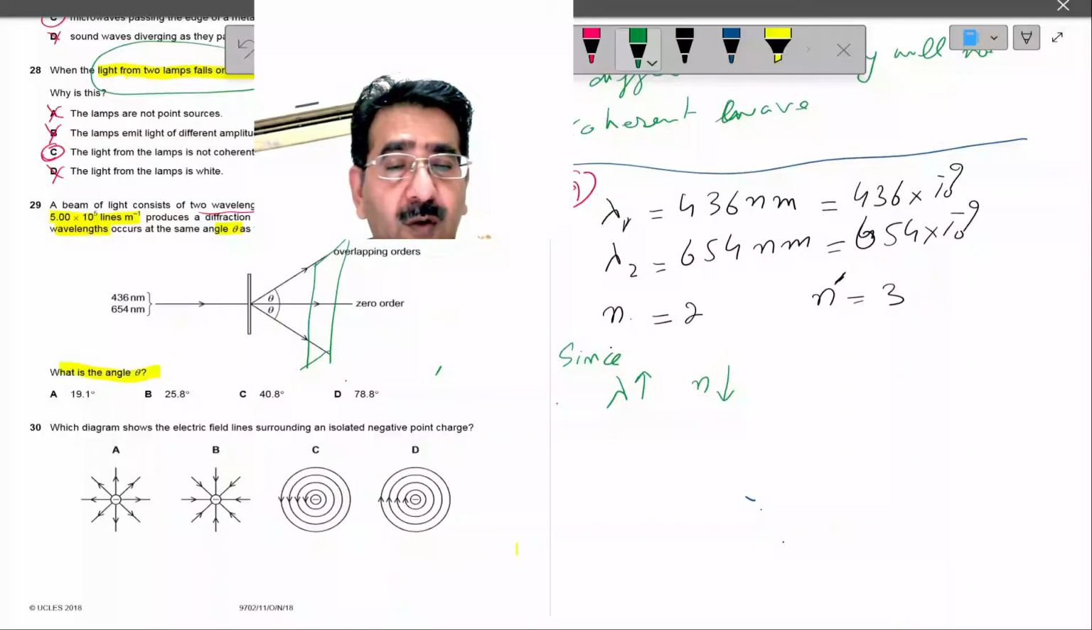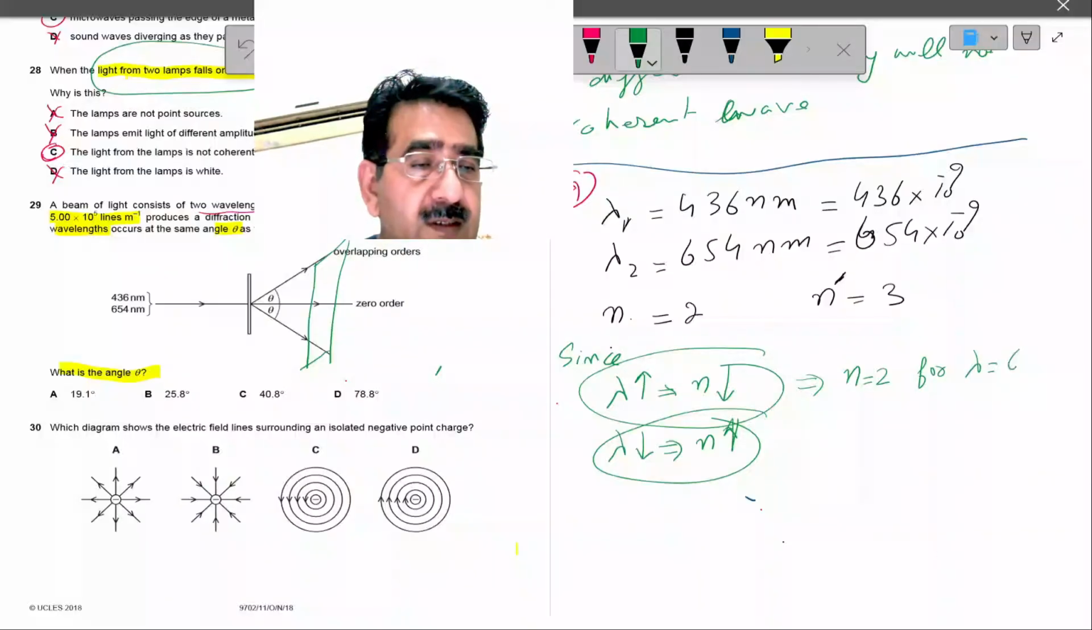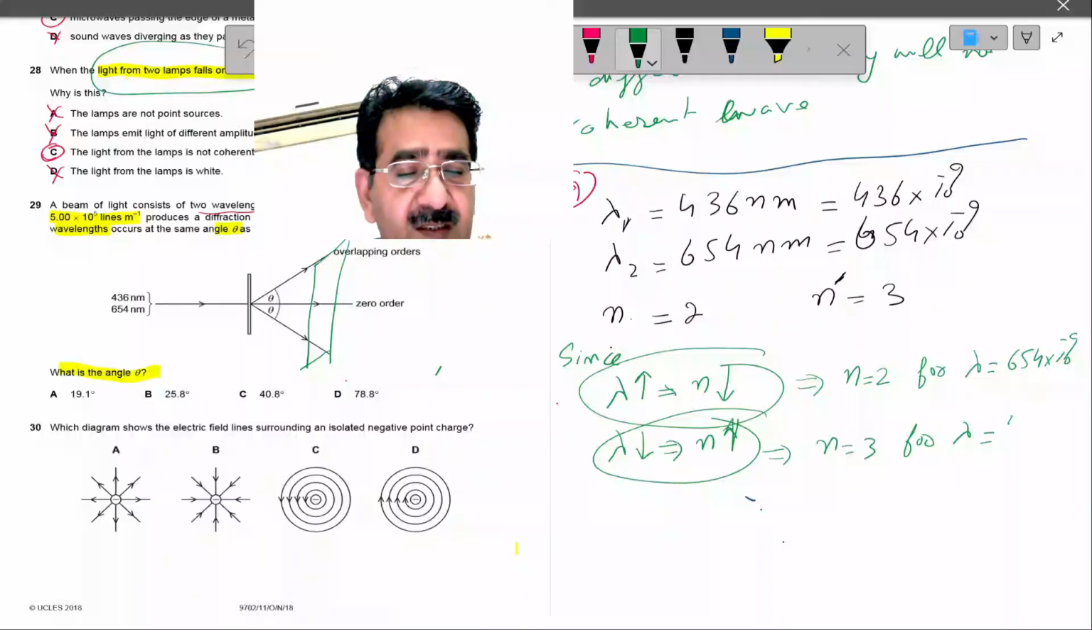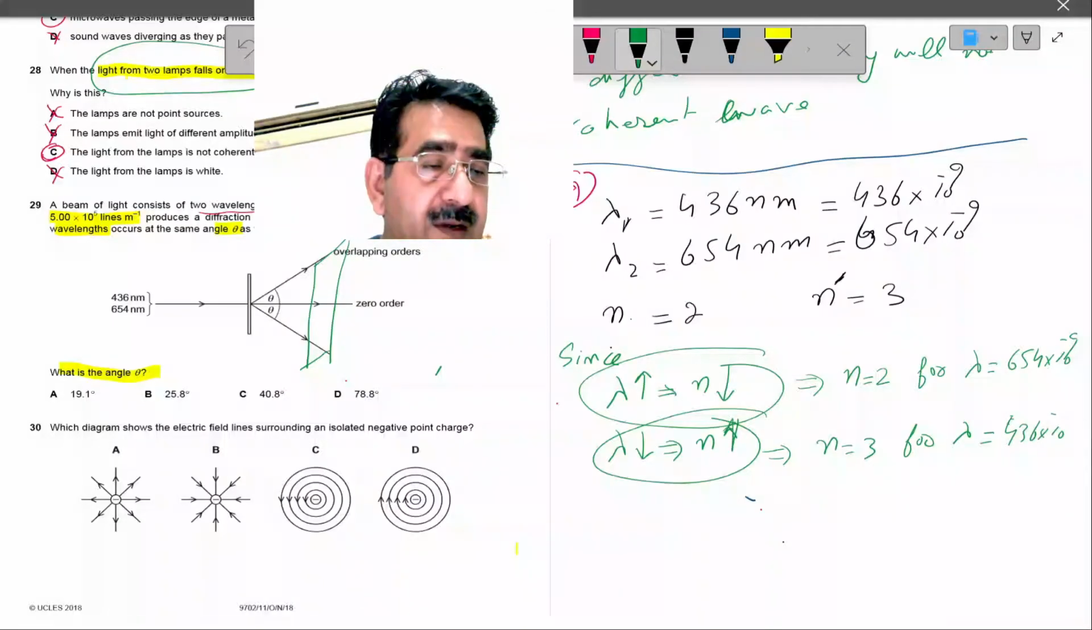Or if lambda is decreased, then n will be increased. So this implies that n equal to 2 is for the larger lambda, 654 times 10 raised to power minus 9. And n equal to 3 is for the smaller wavelength, because wavelength is decreasing and n is increasing, so lambda is 436 times 10 raised to power minus 9.